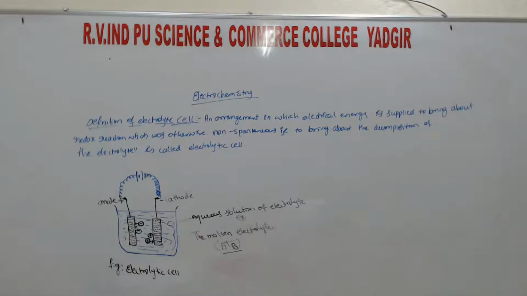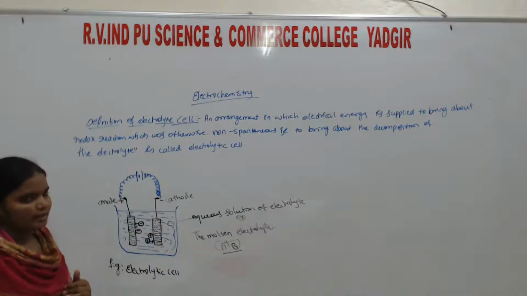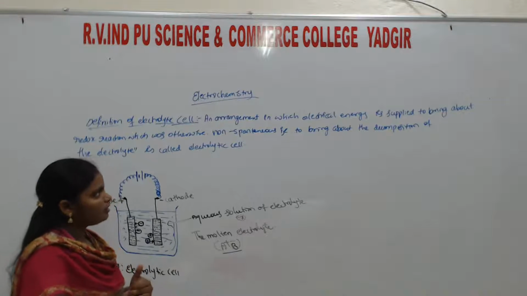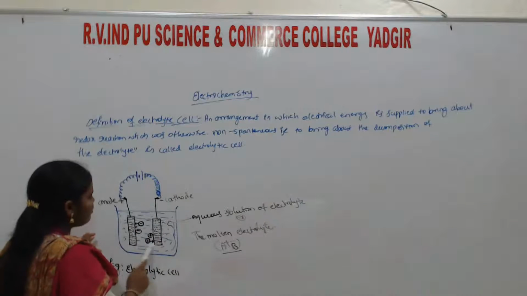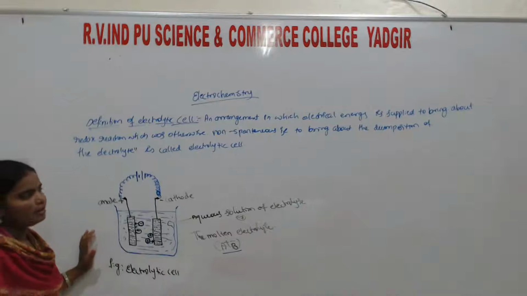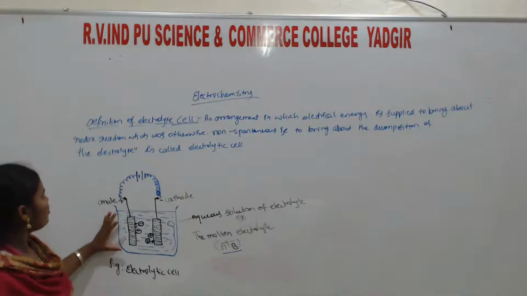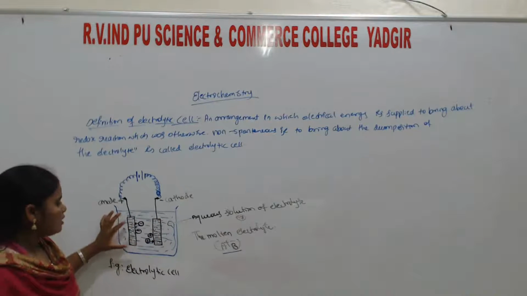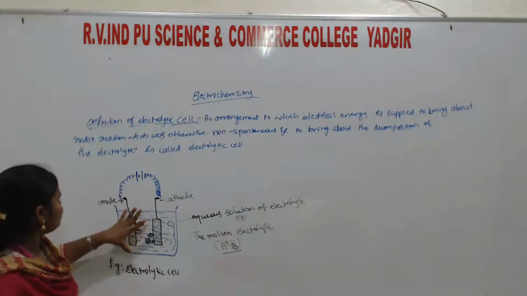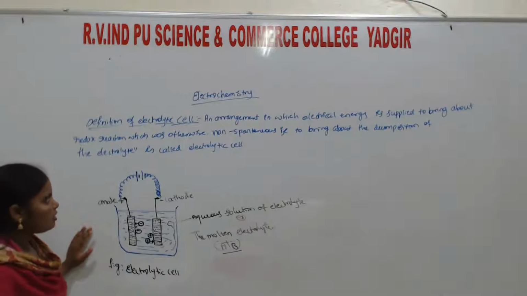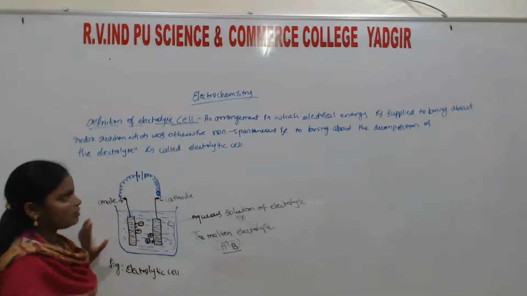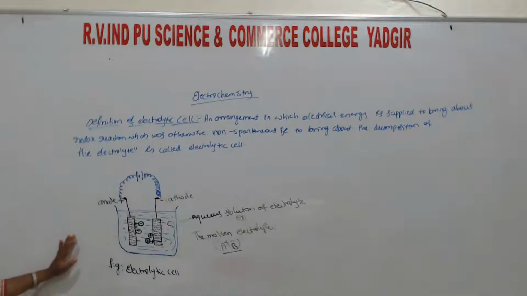This is the definition of an electrolytic cell. It is an arrangement in which electrical energy is supplied to bring about a redox reaction, which is otherwise non-spontaneous, that is, to bring about the decomposition of the electrolyte.